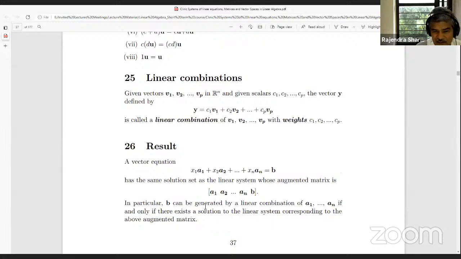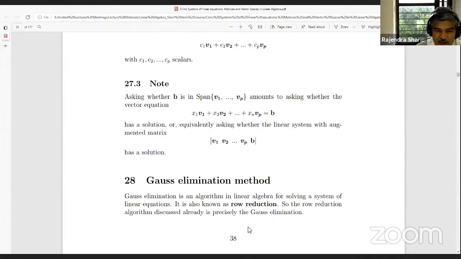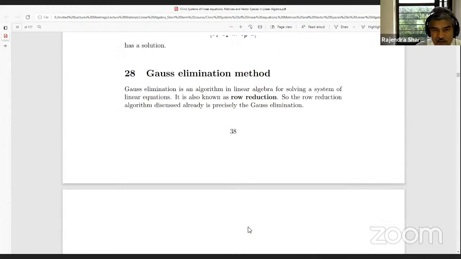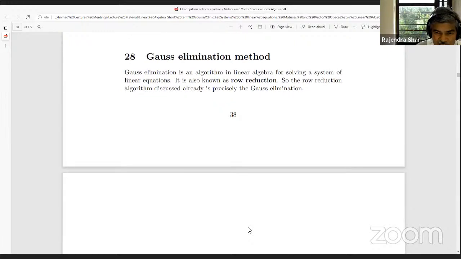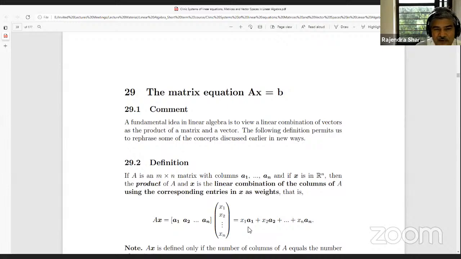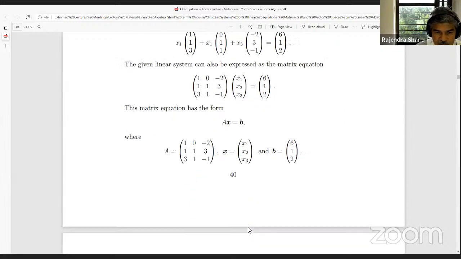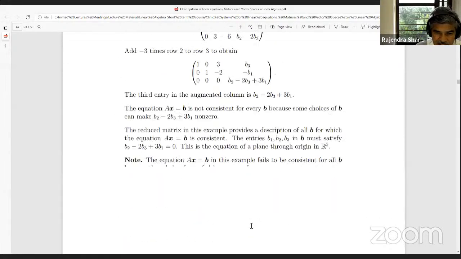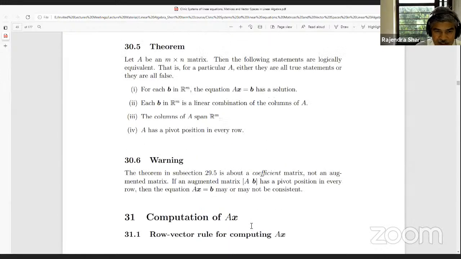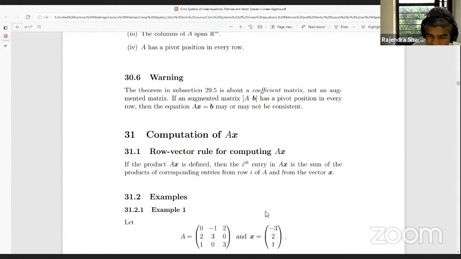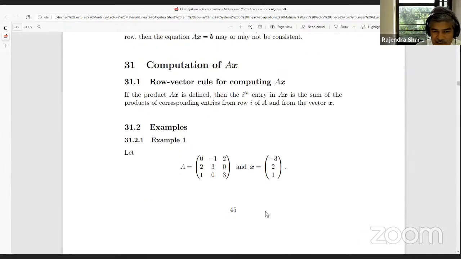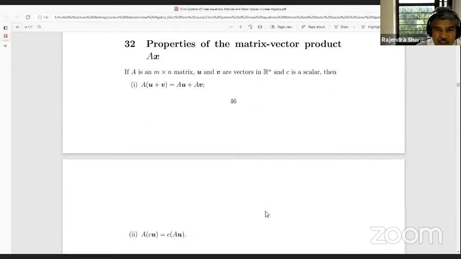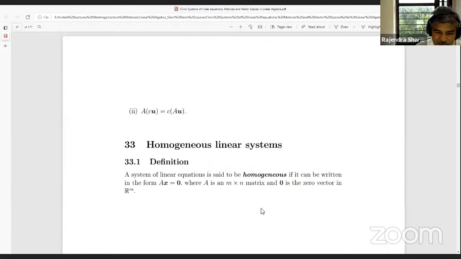So the augmented matrix can be written as A1, A2, ..., AN, and B, where the AIs are columns and B is the column obtained from the rightmost column. And the equivalent method for Gauss elimination is also presented here. And again, the same existence and solutions. Then the use of matrices, writing the equations in the form of AX equal to B, and the properties of these products.